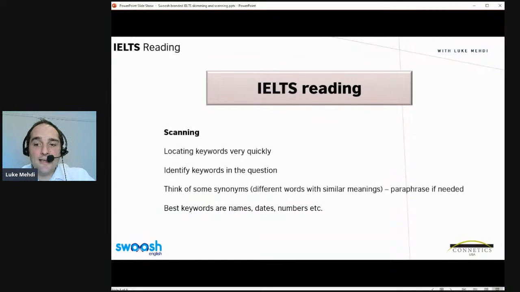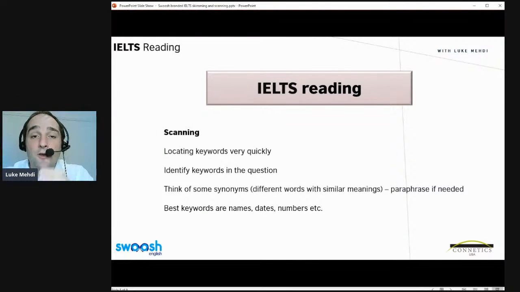Scanning, you're locating keywords very quickly. So you need to identify the keywords in the question and try and think of some synonyms. These are different words with similar meaning. You may also paraphrase the question. Paraphrase, putting the question into your own words.